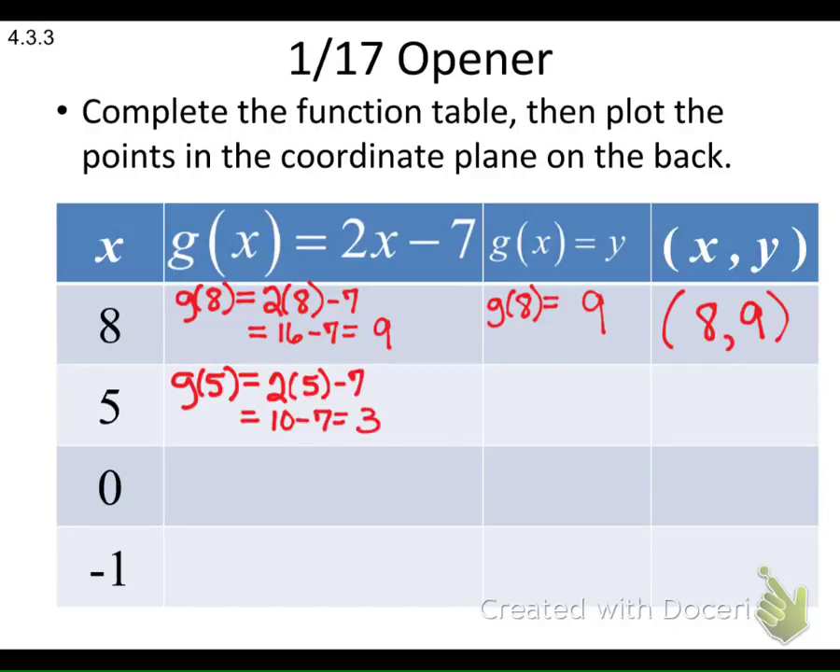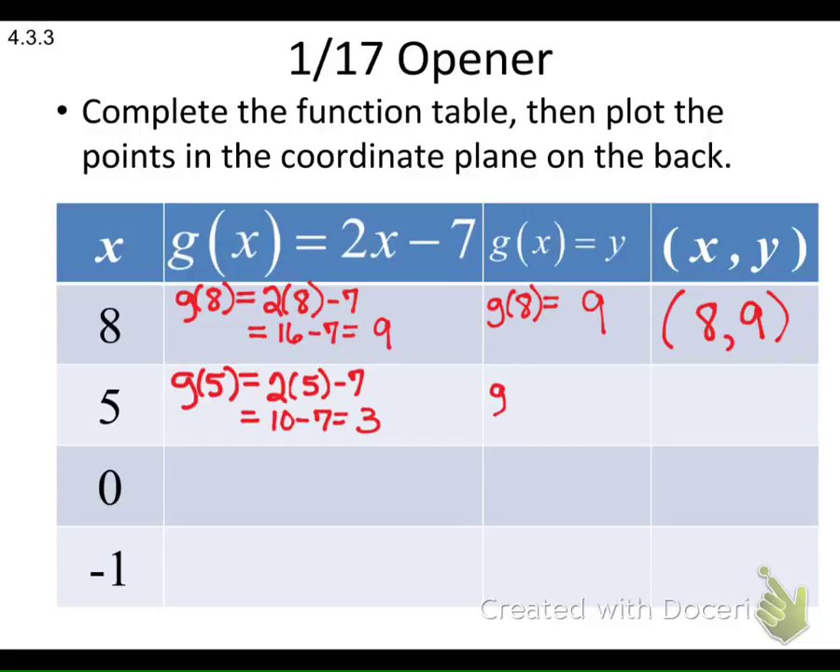Positive 3. Why do you always do the 2 times 5 first or the 2 times x first? Because PEMDAS, good. Order of operations, good. So then how do I write my output? G parentheses. G function of.